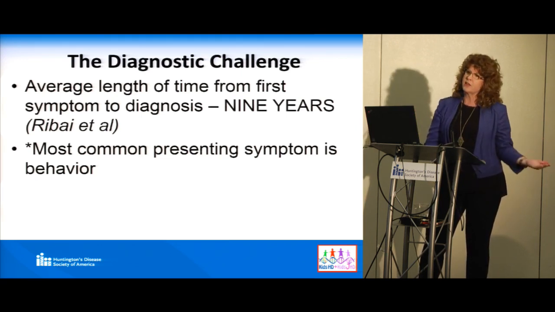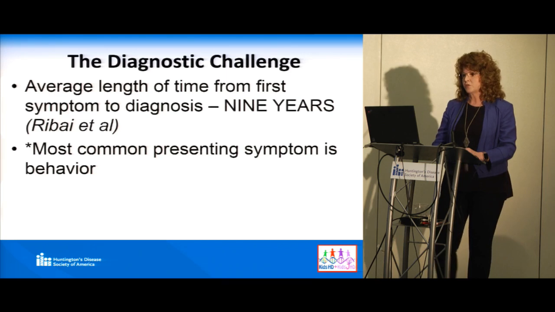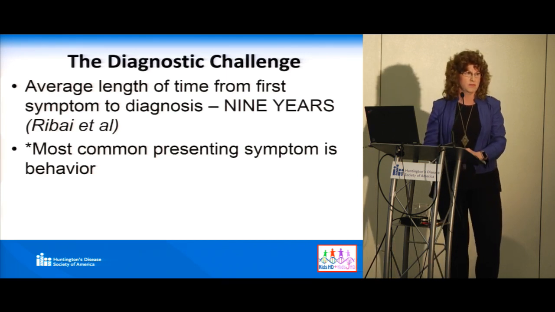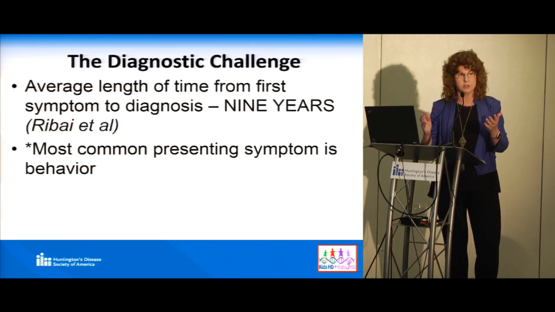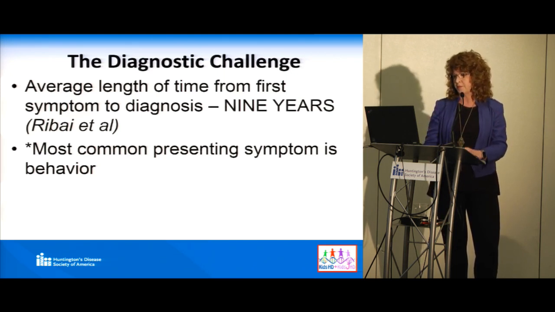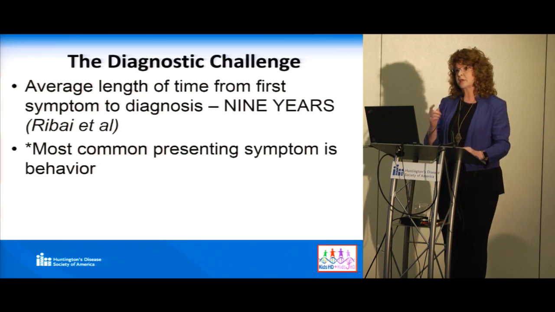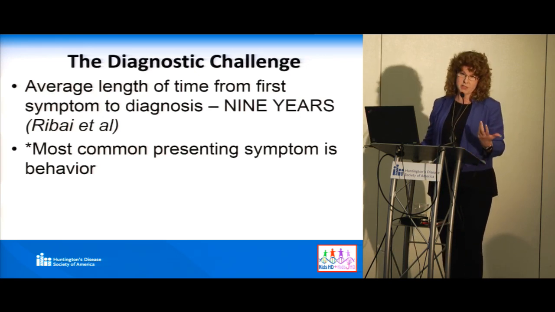So the average length of time from what parents say is the first symptom onset to diagnosis is 9 years, which for children is just way too long. And it's a horrible time for families. It's a horrible time, especially because the most common presenting symptom is behavior. And remember, oftentimes the behavior and the thinking skills can predate the motor symptoms, sometimes by many years.